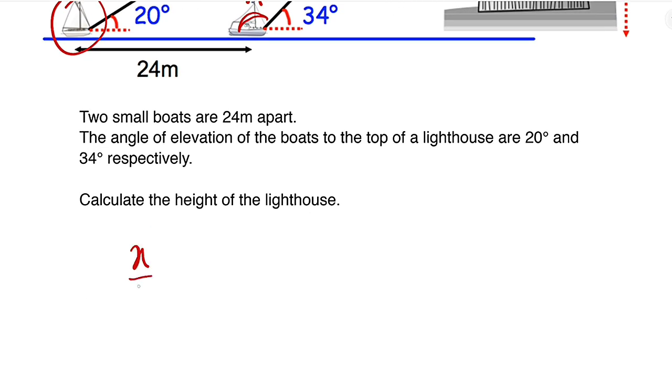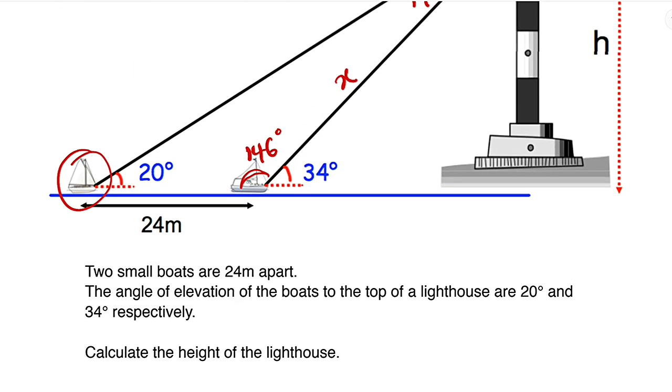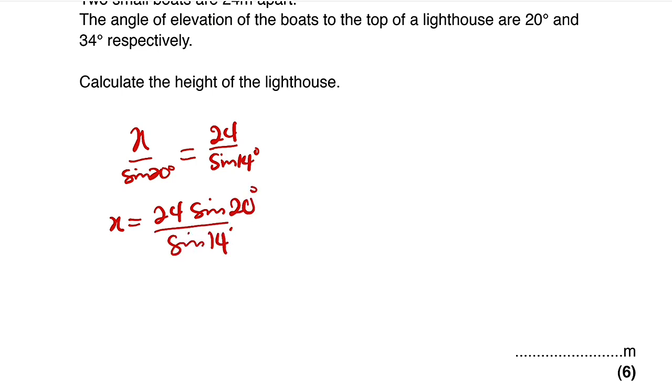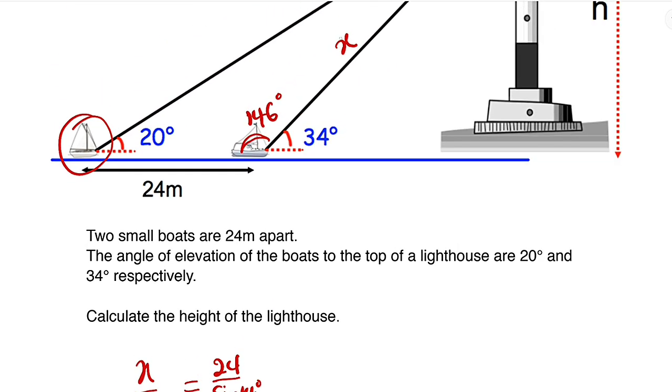It will be x divided by sine of 20 degrees equal to 24 divided by sine of 14. Therefore, x equal to 24 multiplied by sine of 20 degrees divided by sine of 14 degrees, and x will be equal to 33.9 cm. Right, so we have obtained this side.